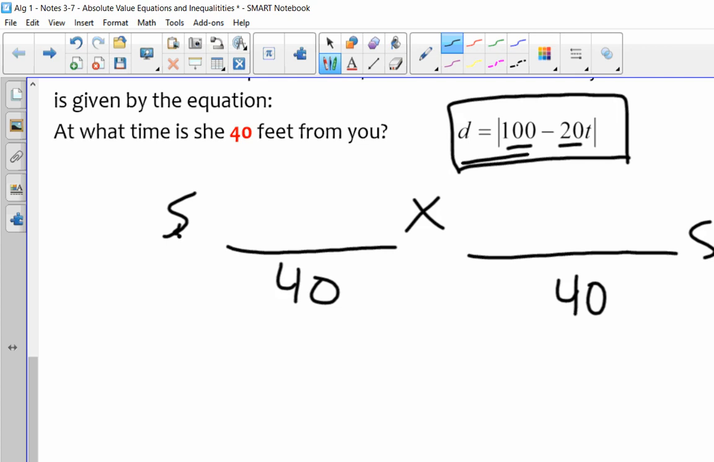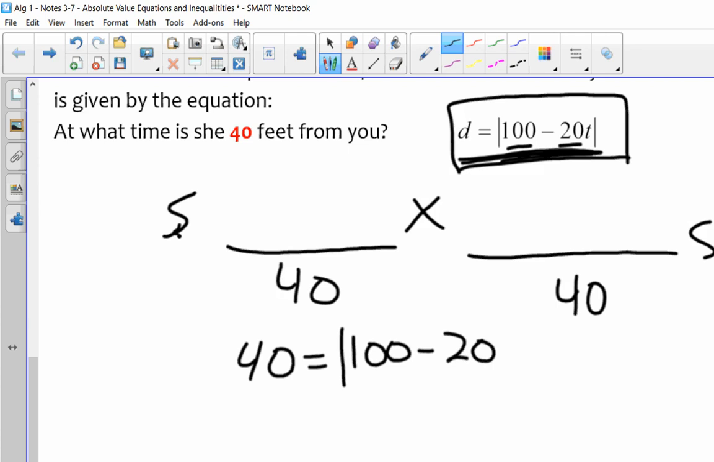Okay, so what I need to do here is I need to write two equations from the absolute value. So let's go through our steps here. Is it isolated? Yes, there's nothing over here with the absolute value. Did they give me a distance in this case? They did, 40 feet. Okay, so I do this, and that's going to be my absolute value equation I'm going to work with. So solve it.